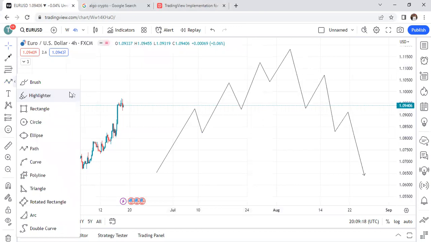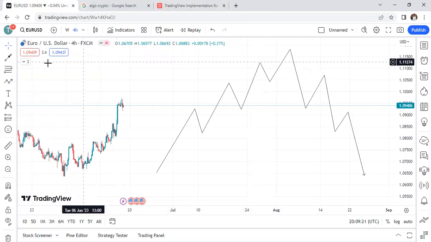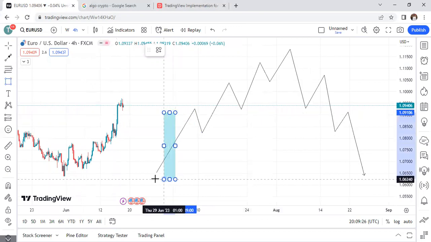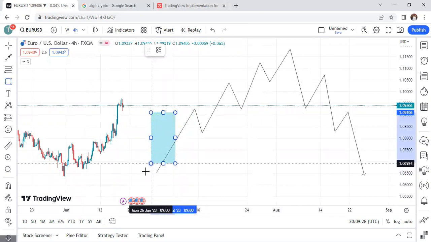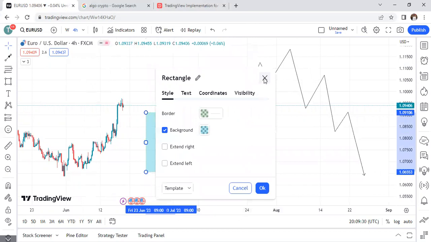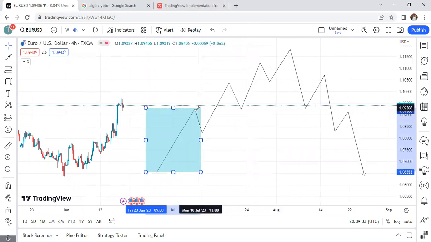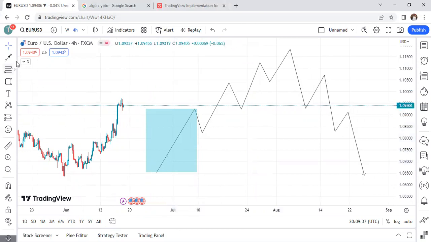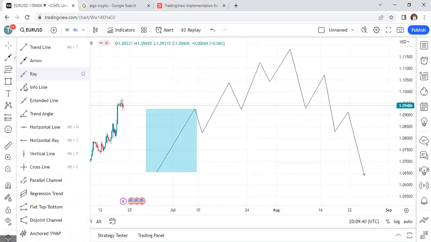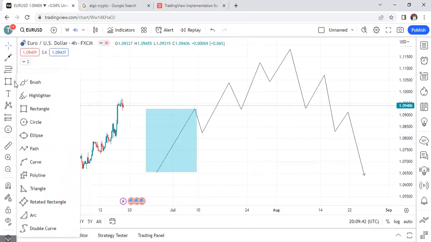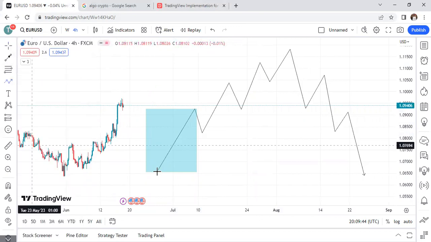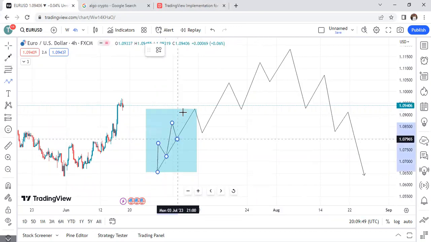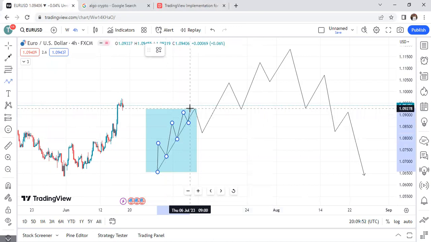So then, every time frame has its own structure, right? Every time frame has its own structure. This very movement right here, this impulse right here, this one move right here. By the time you go on a lower time frame, maybe this is a 4 hour time frame, you will definitely be seeing something like this. Impulse, correction, impulse, correction, impulse, correction. So they all make up to it.